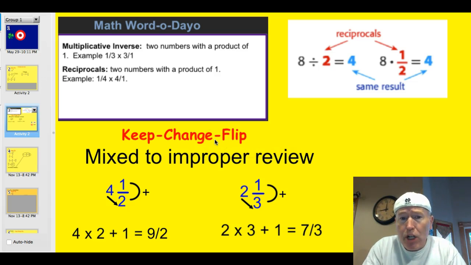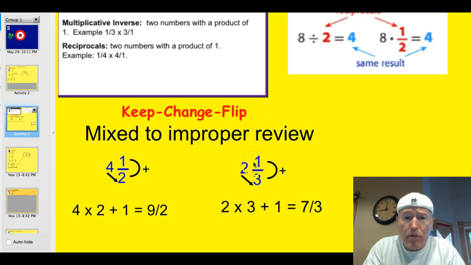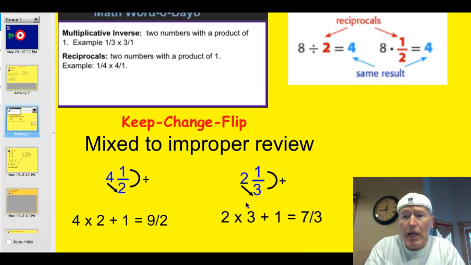Don't forget to keep change flip, and then a quick review on mixed numbers to improper fractions. So here's your 4 1/2. If you take 4 times 2 and you add 1, you've got a total of 9/2. And 2 times 3 is 6 plus 1 gives you 7/3. You're going to need to be able to do that today as we run through this.